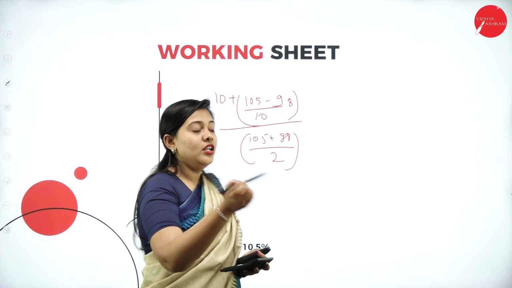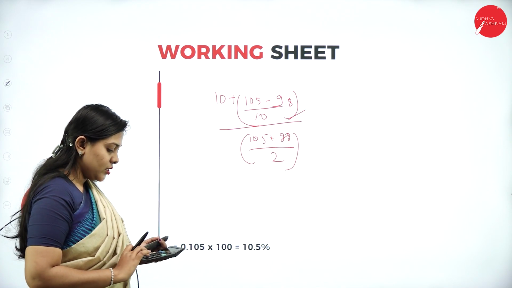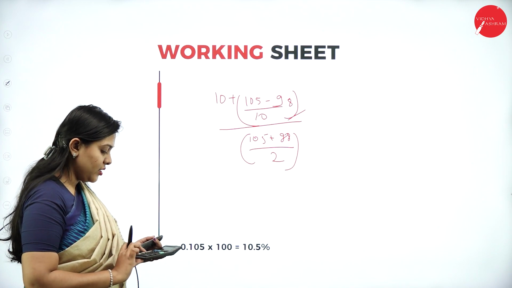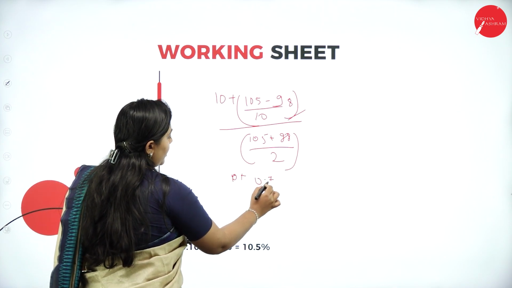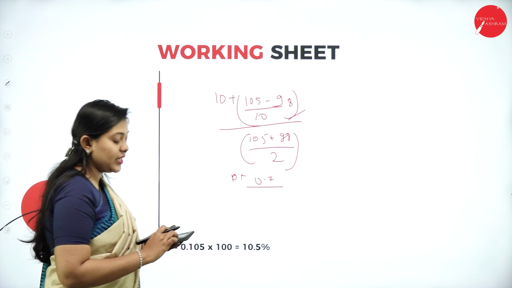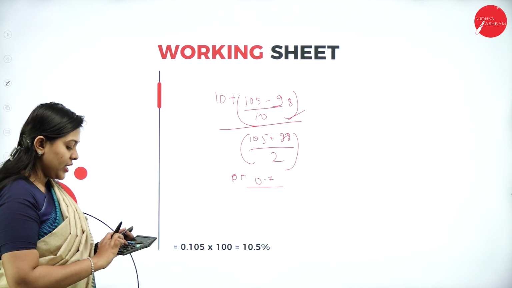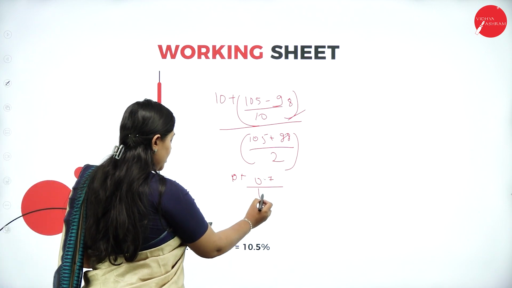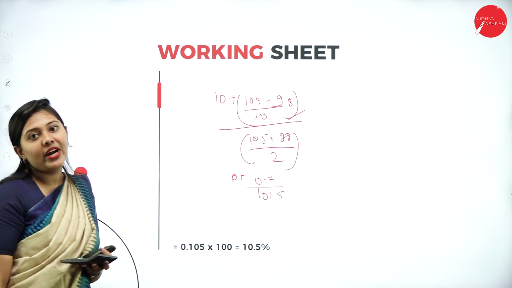Let's solve this bracket first. So 105 minus 98 divided by 10. The value will be 0.7. Divided by, let's solve the denominator bracket now. So 105 plus 98 divided by 2, the value will be 101.5.